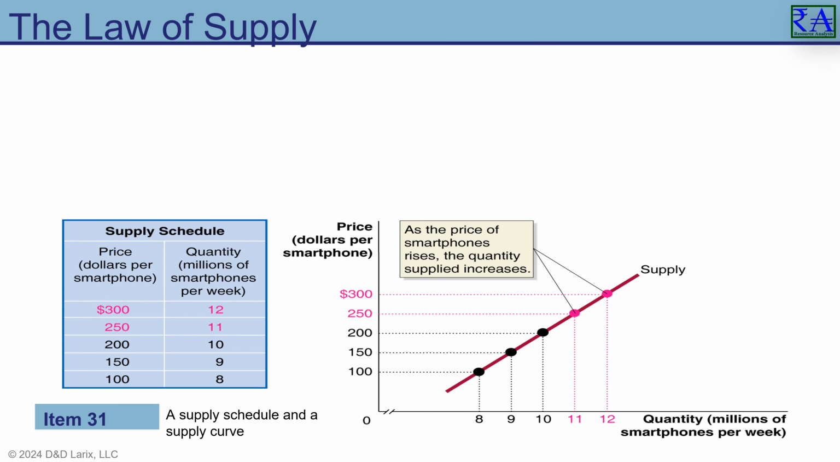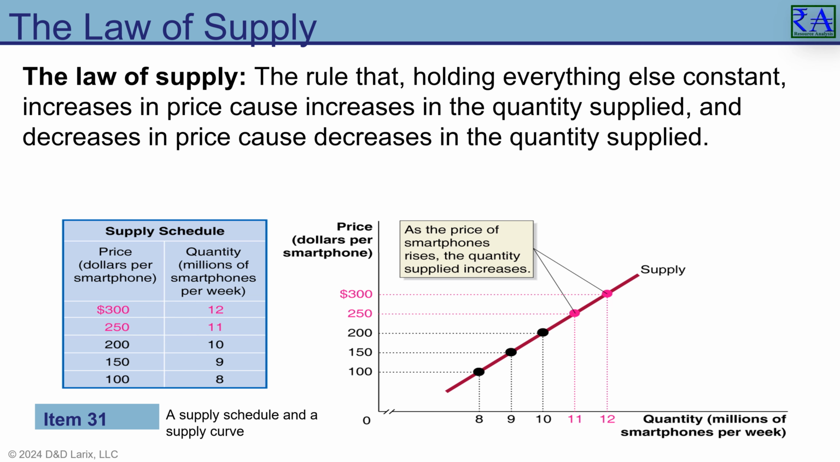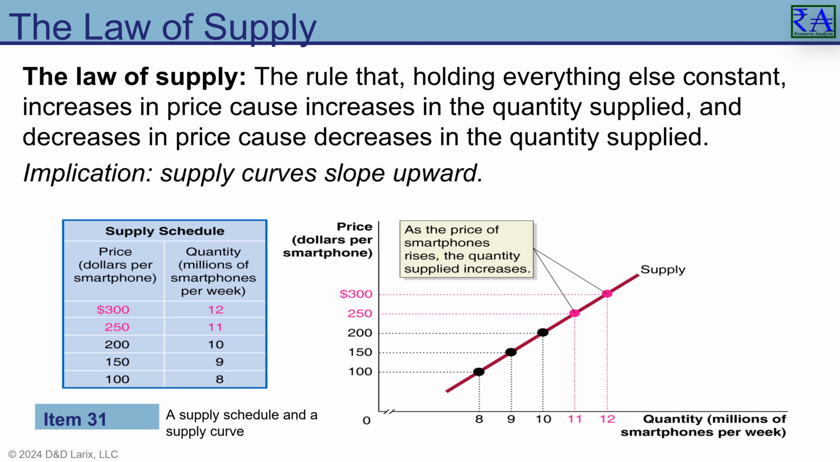The law of supply is the rule that holding everything else constant, increases in price cause increases in the quantity supplied, and decreases in price cause decreases in the quantity supplied. If only the price of a product changes, there is a movement along the supply curve, which is an increase or decrease in the quantity supplied.